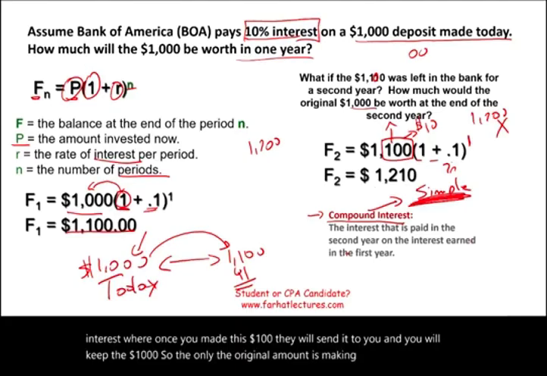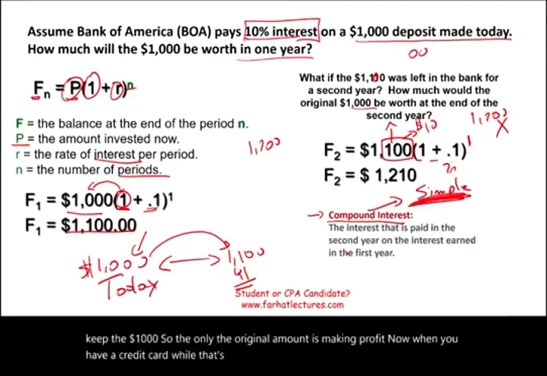Now, when you have a credit card, well, that's bad. In most credit cards in the US, it's compound interest. So they will charge you interest on the interest.